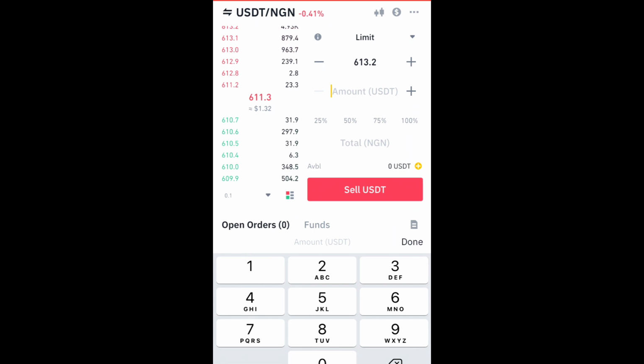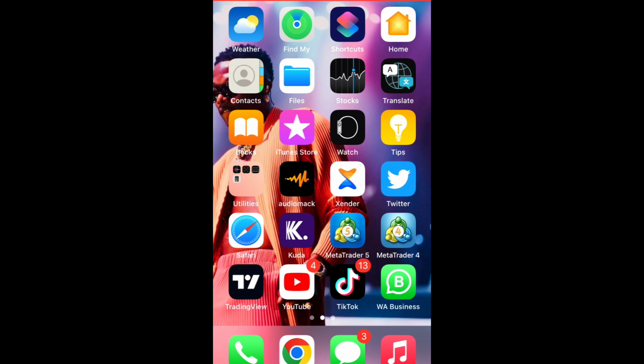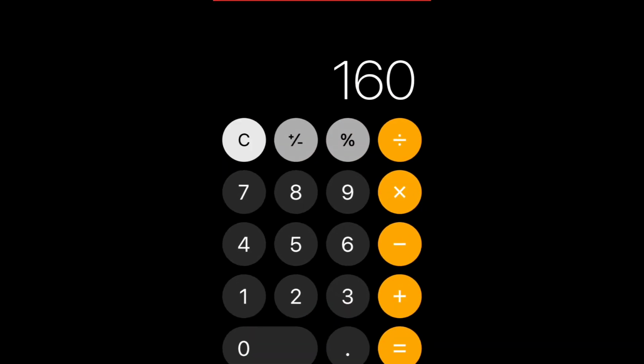Let's say you trade with 50,000, you can be making 200, 300. If you can trade up to 100 with like 20 to 30 times a day, definitely you make money. Calculated in a month, that is a whole lot of money. So let's take an example. Now you're making 1,000 naira per trade, and you can trade up to 20 times a day.